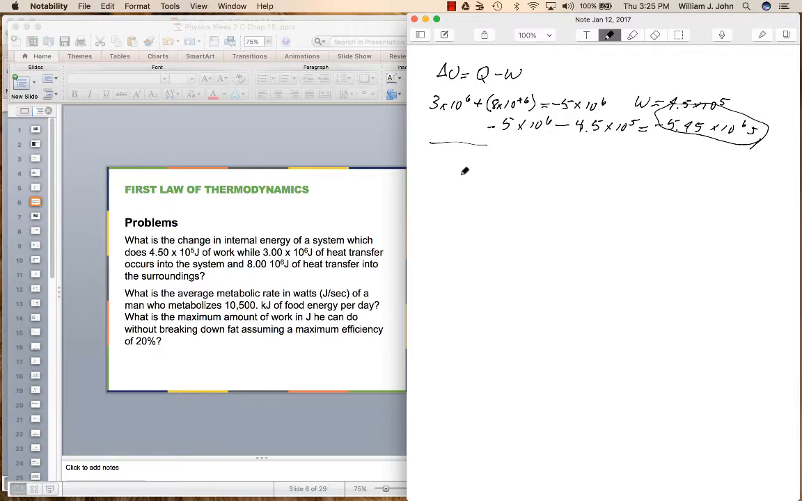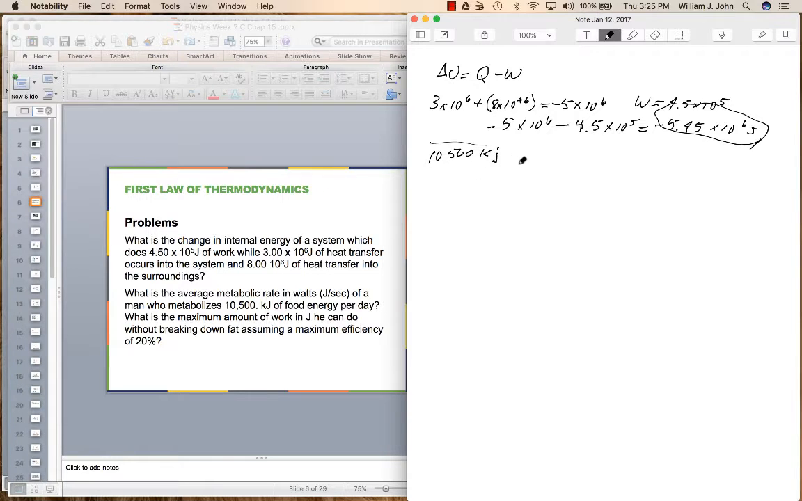The second problem says, what is the average metabolic rate in watts, which is joules per second, of a man who metabolizes 10,500 kilojoules of food energy per day?